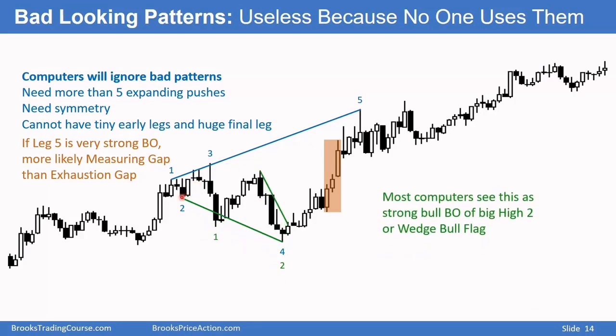Possible wedge bull flag, 3 pushes down, 1, 2, 3. Strong bull breakout, a slightly higher low. You can call it a big high 2, 2 legs down, 1, pullback, 2. You can call it a wedge bull flag. In any case, it's probably a pullback from this breakout. It's a slightly higher low. Traders will assume there'll be at least a small second leg up.